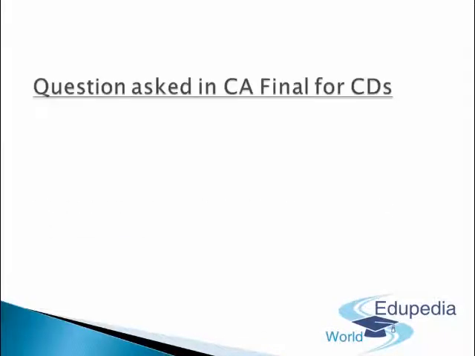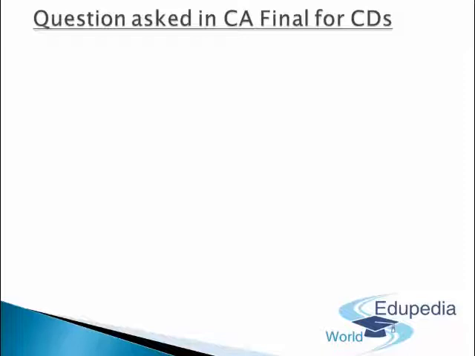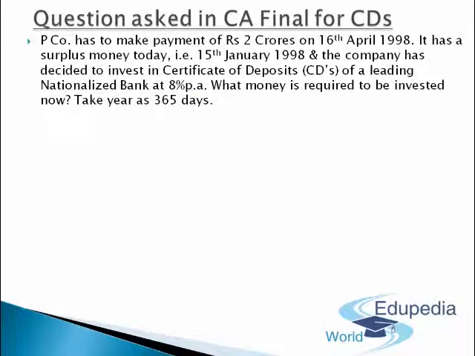So the last question of this presentation is a question which was asked in the CA final examination for certificate of deposits. P company has to make a payment of rupees 2 crore on 16th April 1998. It has surplus money today, that is on 15th January 1998, and the company has decided to invest in certificate of deposits of a leading nationalized bank at 8% per annum. What money is required to invest now, taking the year as 365 days?